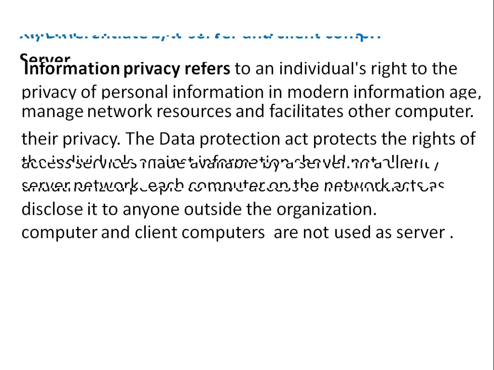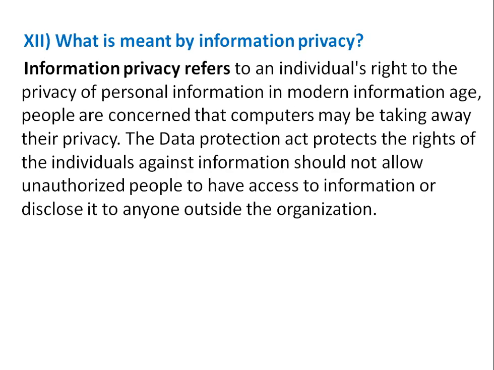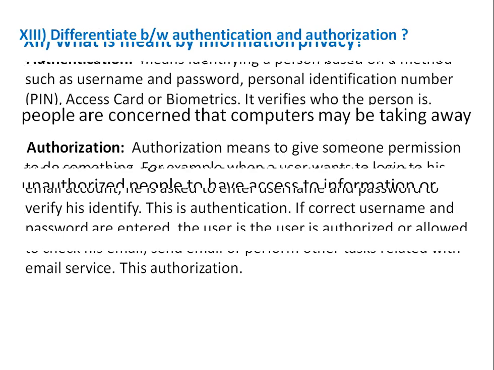Question number 12. What is meant by information privacy? Information privacy to an individual's right to the privacy of personal information in modern information age. People are concerned that computer may be taking away their privacy. The Data Protection Act protects the right of the individual against information should not allow unauthorized people to have access to information or disclose it to anyone outside the organization.